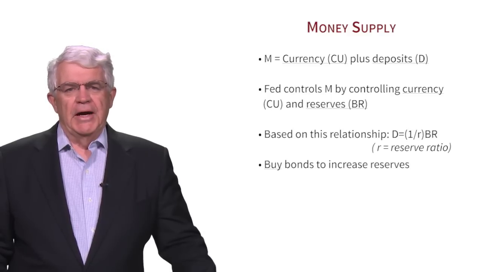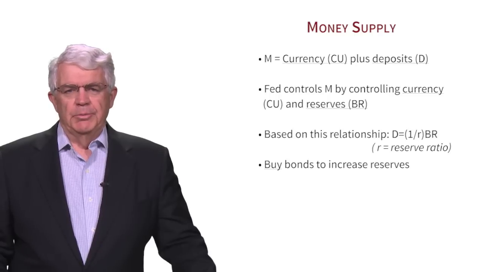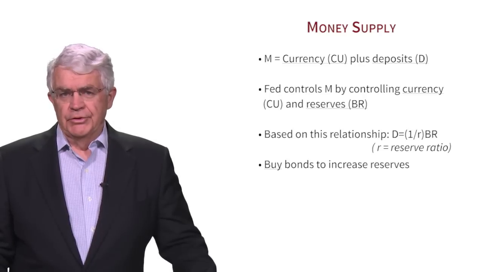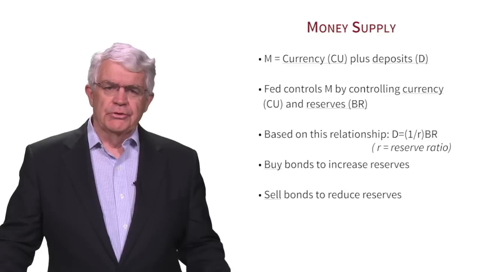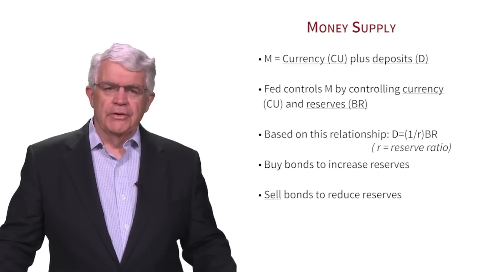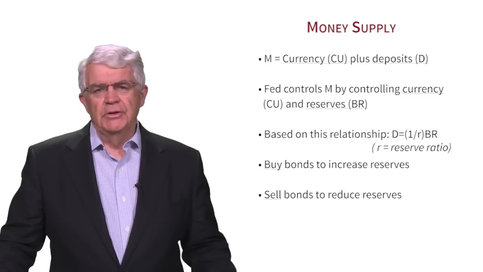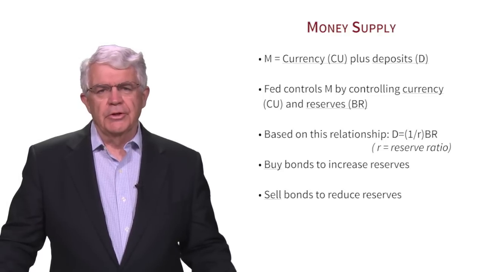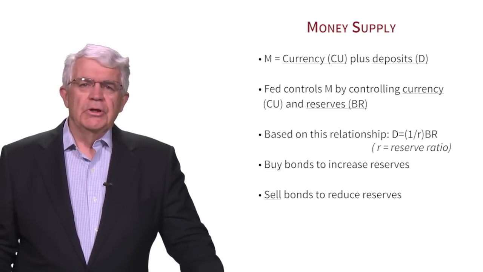So the Fed can buy bonds in the open market. That's an open market operation. And when it buys bonds, it pays the banks who it buys the bonds from by increasing their reserves. So reserves go up. And it can also sell bonds to reduce reserves. When it sells bonds, it reduces the amount of reserves that the banks hold at the Fed. So that's how the money supply is set and controlled by the Fed, both through currency and deposits, and the deposits work through the bank reserves.